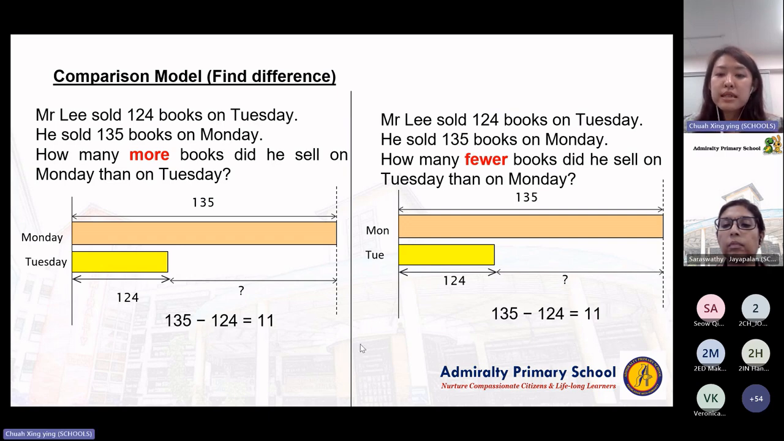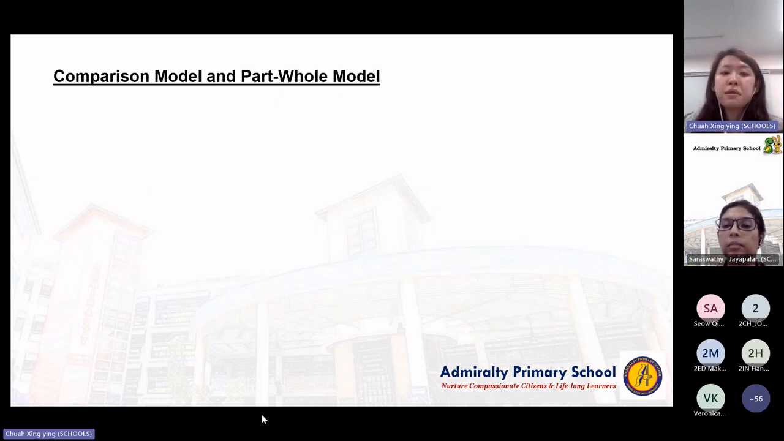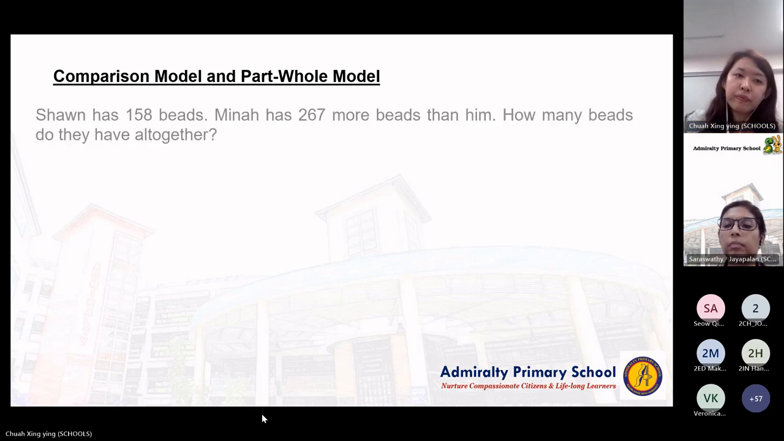The models and equations are exactly the same, but the difference is the emphasis is fewer on Tuesday. So these are just some examples of different types of comparison models. We encourage students to annotate and to understand the word problem so that they can choose the correct model to draw and solve the word problem.